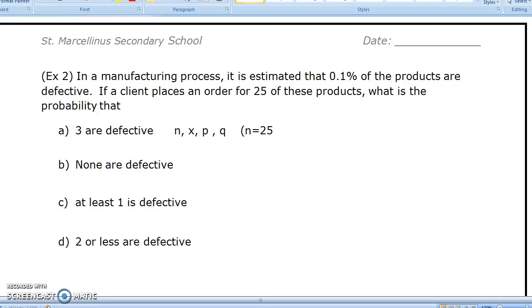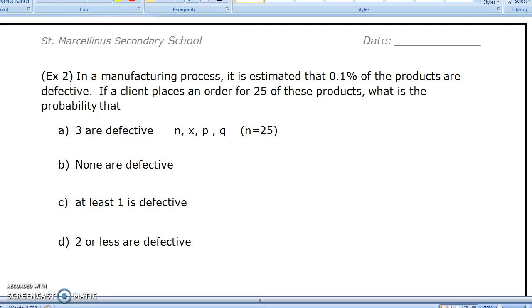In this case, the client's ordering 25 products. We have 25, therefore, the trials. Remember, these are independent, right? Because one product being defective has nothing to do with the next product being defective. So they're independent trials. And remember, the binomial distribution only works for independent trials. If there's a suggestion that it's not independent, you can't use the binomial. So we're doing 25 trials.